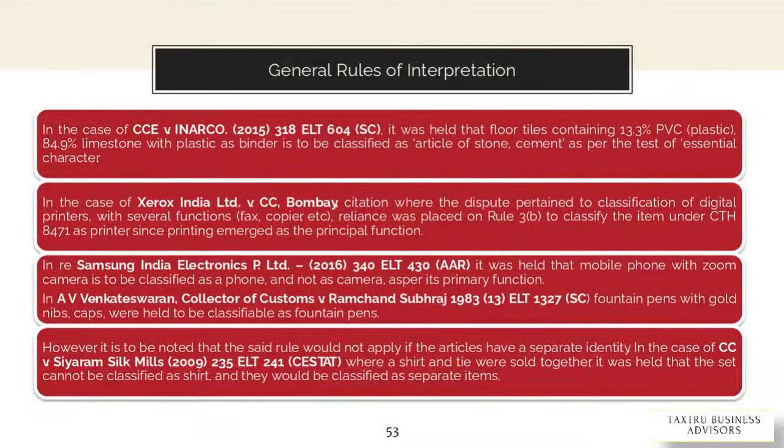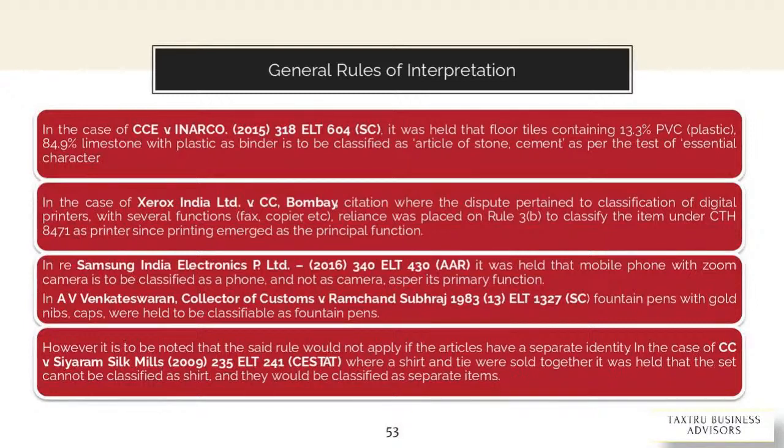We'll take some examples. In case of CCE versus Inarco, it was said that where the floor tiles were made with a mixture of PVC and some limestone, they will be classified as an article of stone, because the major component is the limestone, not the polyvinyl. Polyvinyl is always at a higher rate of tariff, but you cannot give them the essential characteristic, because polyvinyl is only used as a binding agent for binding the limestone and giving it a particular structure. But ultimately the major ingredient in this whole product is limestone. So again it will be classified under the article of stone and cement.